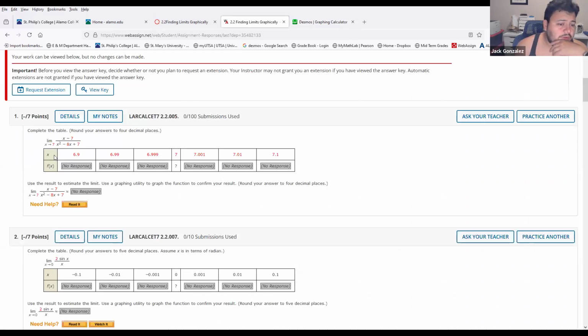So they want you to do this. They want you to find the limit by plugging in numbers from the left and right. Do you see what they're asking? Is there any question on what a limit is visually? No, I guess. Make sense?